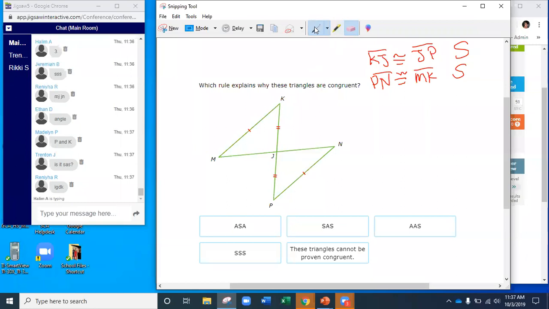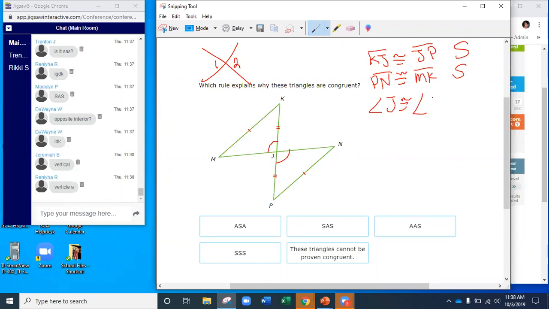But who remembers that angle pair that makes an X? Remember what these are called? Not opposite interior. Starts with a V. Vertical angles. Vertical angles are congruent. So that means these two angles are congruent. So angle J is congruent to angle J. And that gives us an angle.